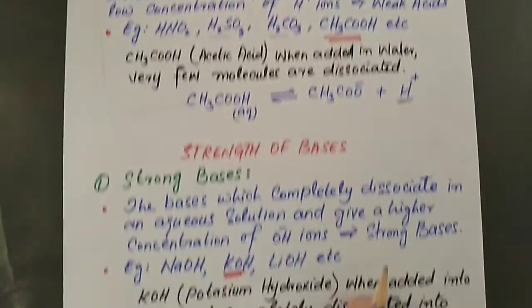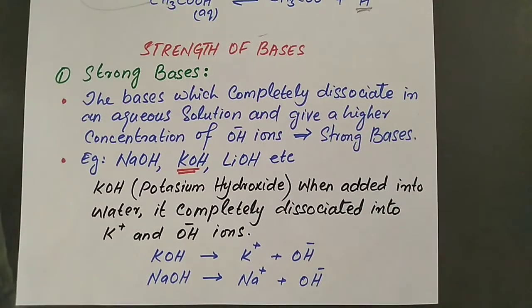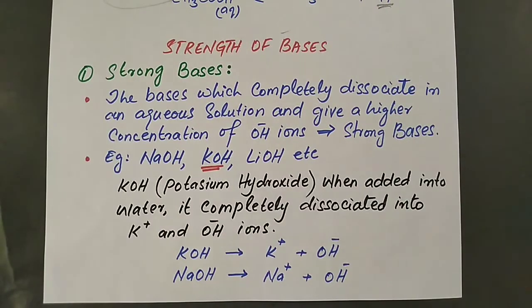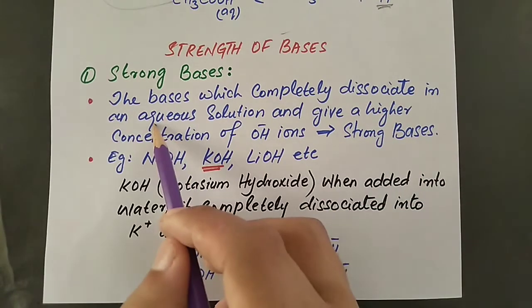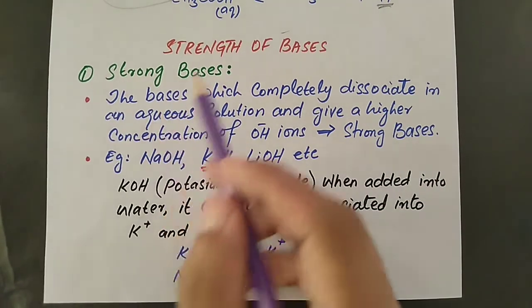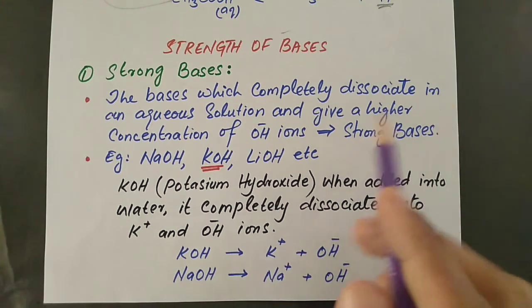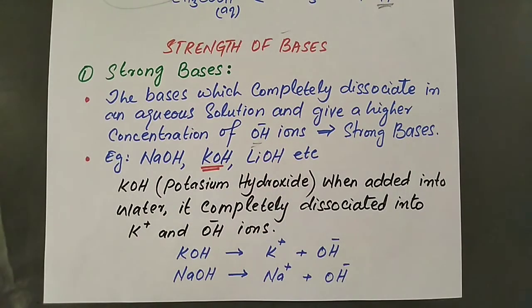Now, towards the bases, strong base. Strength of bases. On the basis of dissociation, the bases can be either strong base or weak base. Similarly, what is a strong base? The base which completely dissociates in an aqueous solution. When you add the base into the water, it completely dissociates into the respective ions and gives a high concentration of hydroxide ions. Such bases are called strong bases.